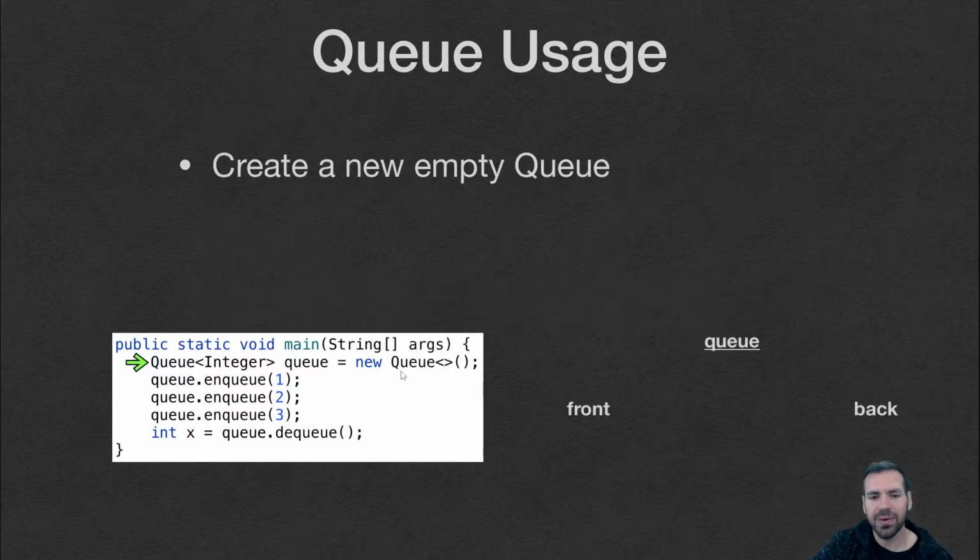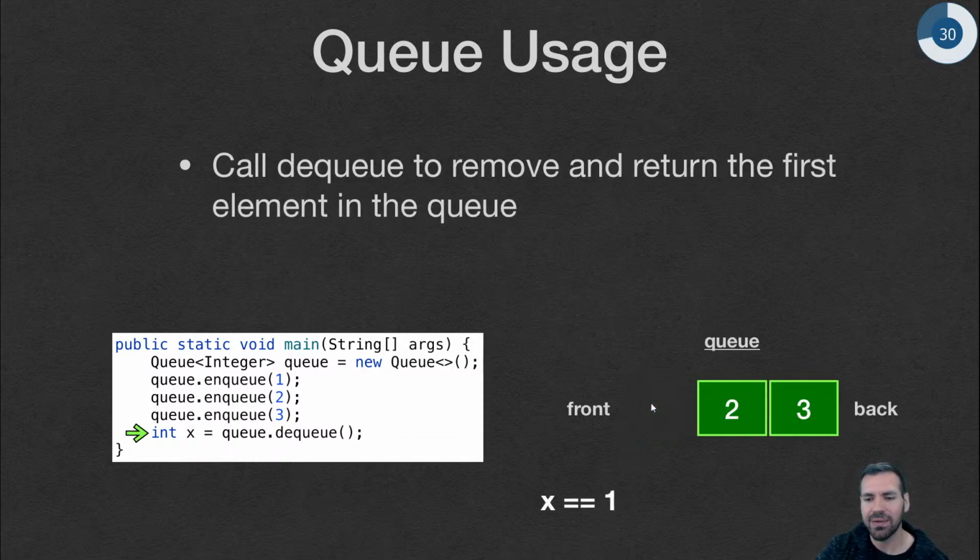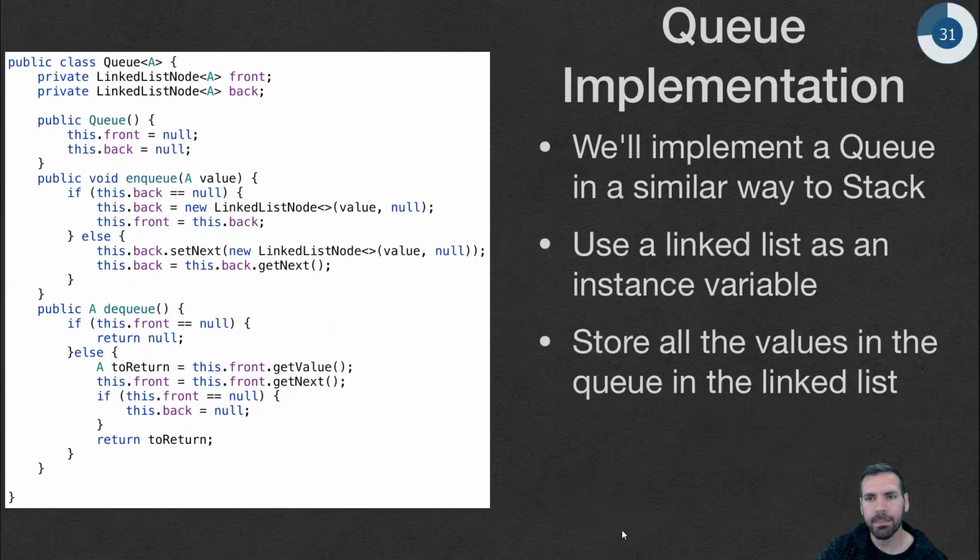So in our example code, we're going to create a queue, which is initially empty, meaning its instance variable is equal to null, not a node with null as its value. The instance variable itself will be null. Enqueue 1 into the back. Enqueue 2 to the back. Enqueue 3 to the back. And then dequeue is going to take from the front. X equals 1, and 1 is removed from the queue, and 2 is the new front of the queue.